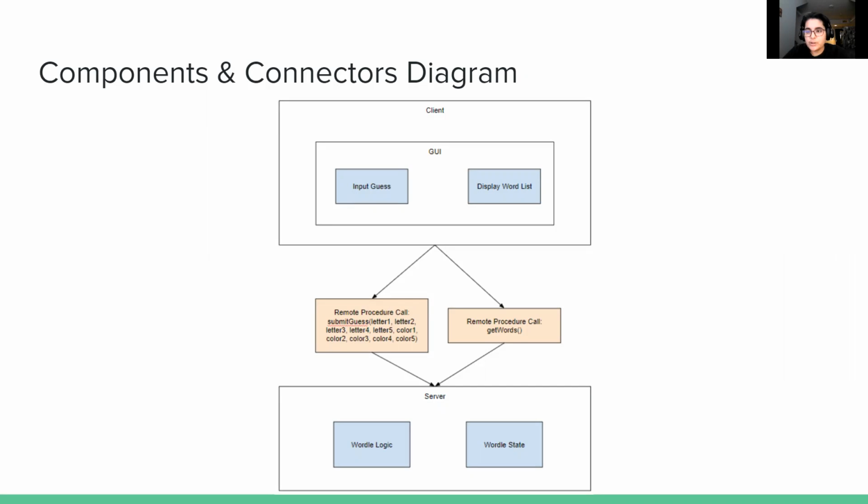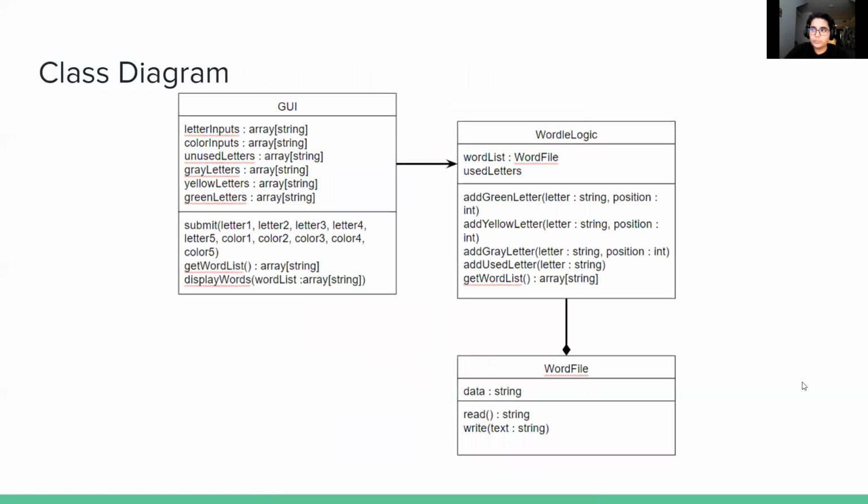On the server side, you have your Wordle logic, which receives the submitted guesses with the colors to update the Wordle state. That Wordle state simply contains the possible valid words, which can then be retrieved by the get words procedure call. For the class diagram, it's pretty simple.